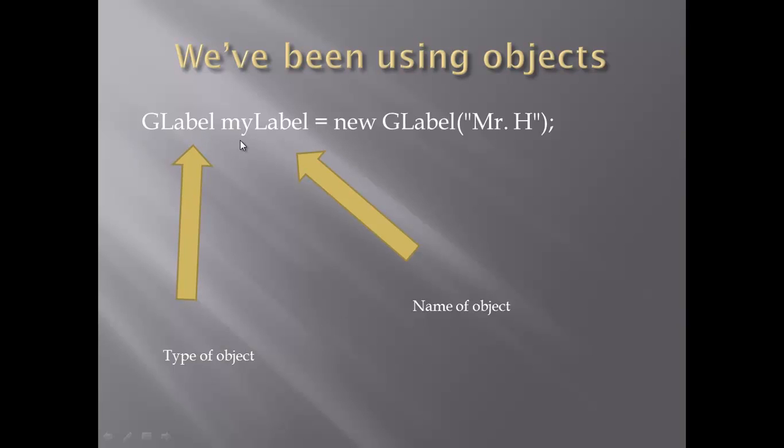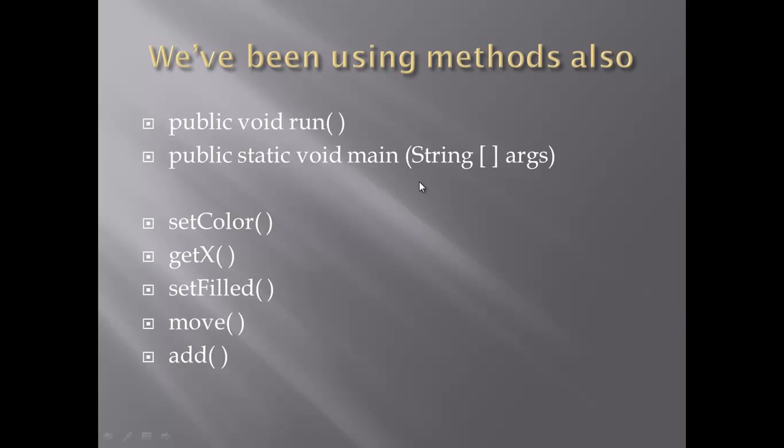In the past, we've been using myObject. The right-hand side of the equation tells us that we want to set aside a little memory for our new object. And we've also been using a lot of methods so far. In our new applets, we've been using public void run. And you can always tell when you have a method on your hands because of the parentheses.